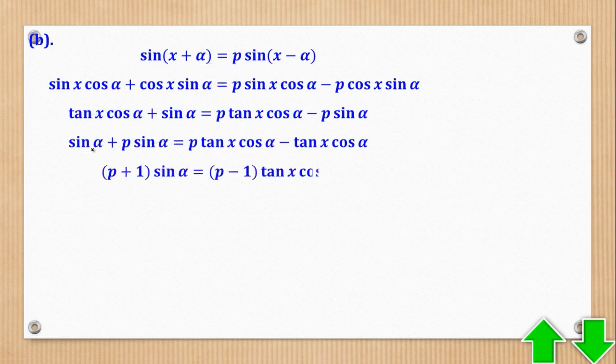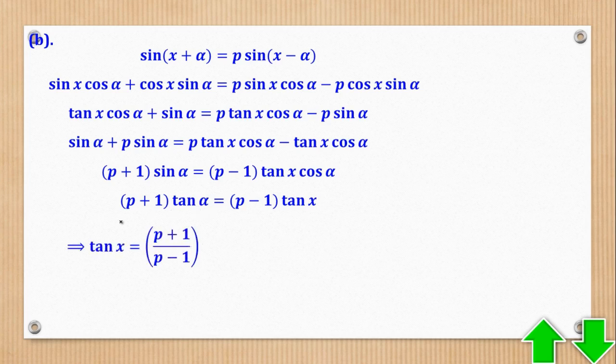Then from there you are going to factorize out, because sin alpha is common, so pull it out, you remain with p plus 1. Here tan x cos alpha is common, pull it out, you remain with p minus 1. Then from there, this cos alpha will go this side, so sin over cos will give you tan alpha. Out of that, my aim is to make tan x the subject, so tan x will be equal to this, and that's what they wanted.